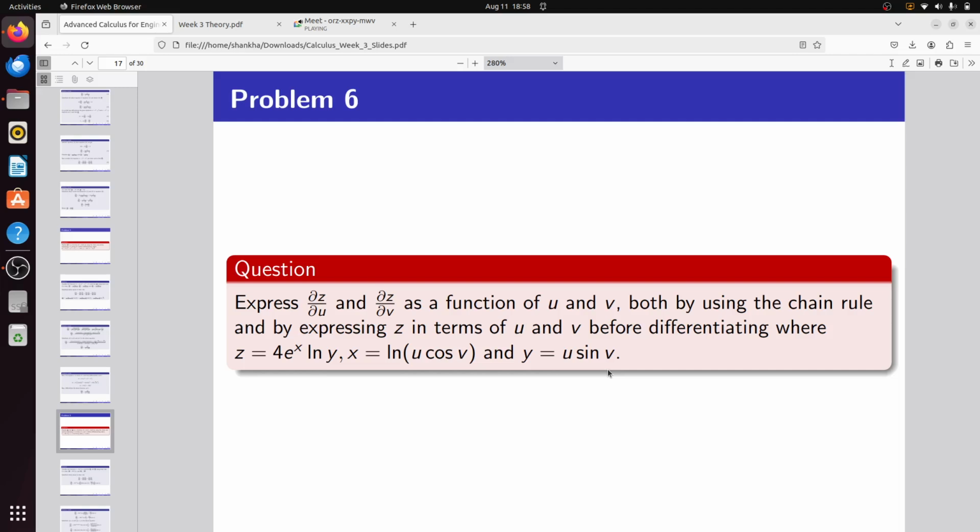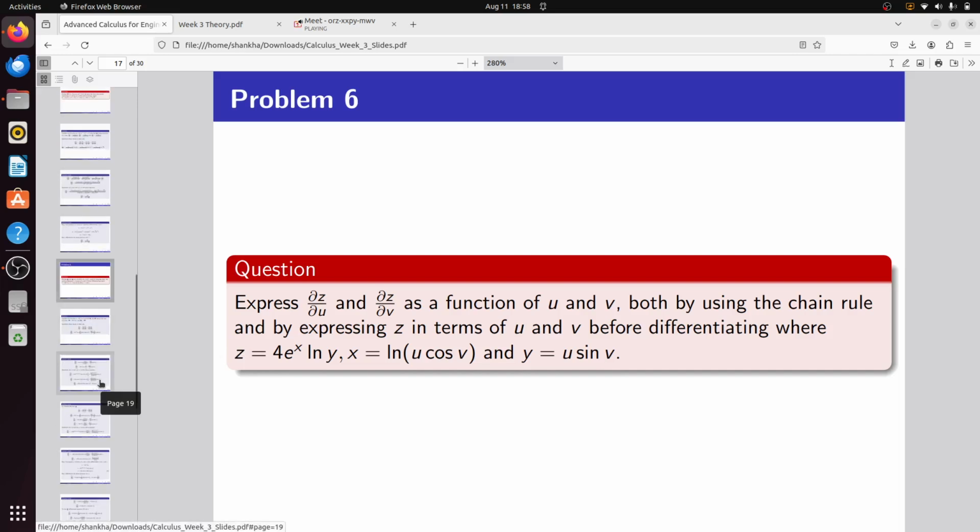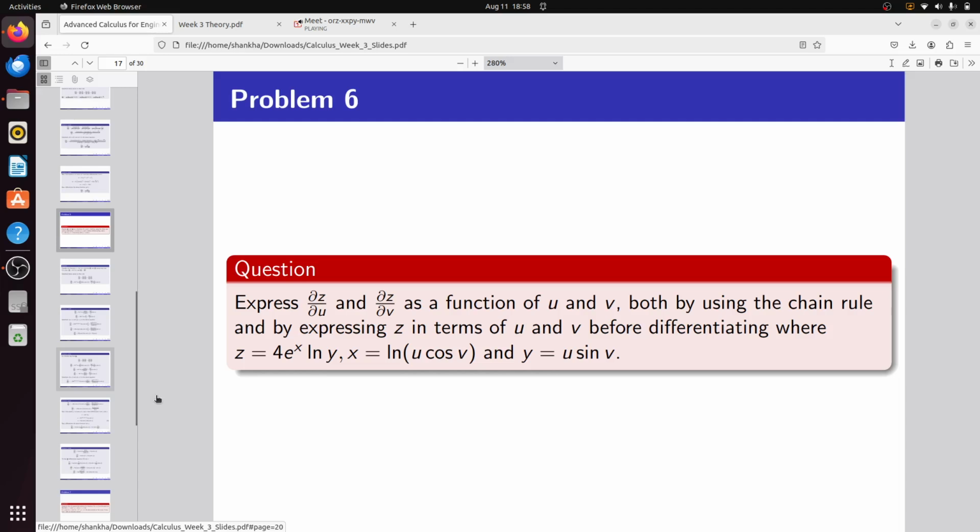So you need to determine del z del x, del z del u, and by just putting, you can also do it, right? So first you try by putting z equal to... will you try or I will just discuss it? Will you give a try? Yes, sir. Okay, just give it a try. I am giving 3 to 4 minutes, then I will discuss the solution.